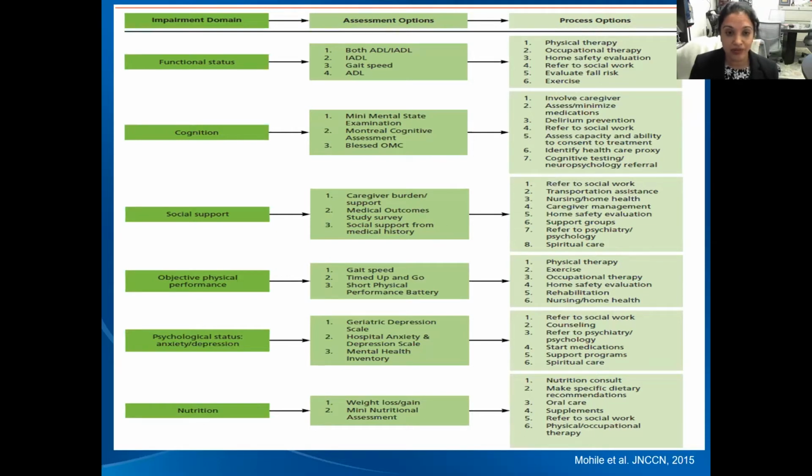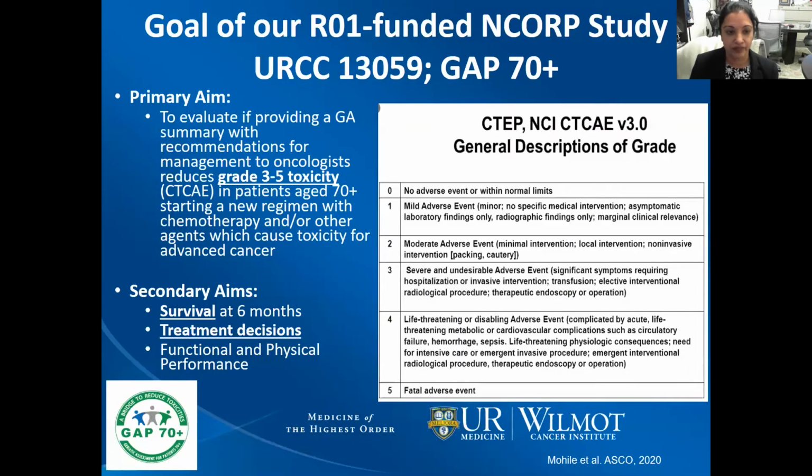So for example, if a patient had balance issues, we could do an objective test like the short physical performance battery, which is a validated test of balance, gait speed, and chair stands. And if they score poorly on that because of impairments, we could implement things like physical therapy, occupational therapy, exercise, and home safety evaluation to support the patient during cancer treatment. And so this background lent itself to a multi-component intervention.